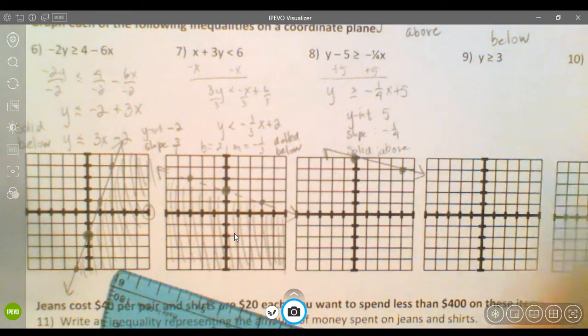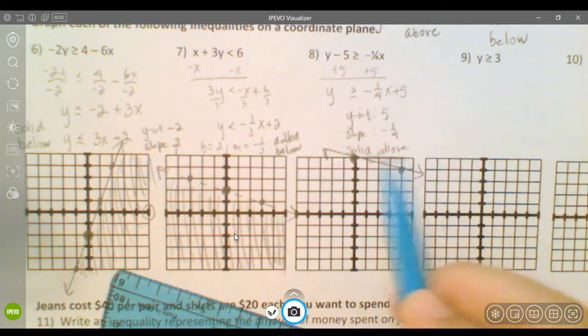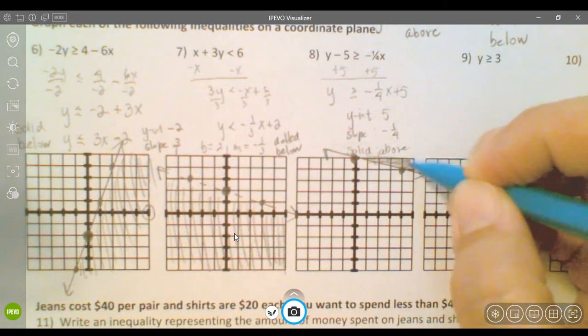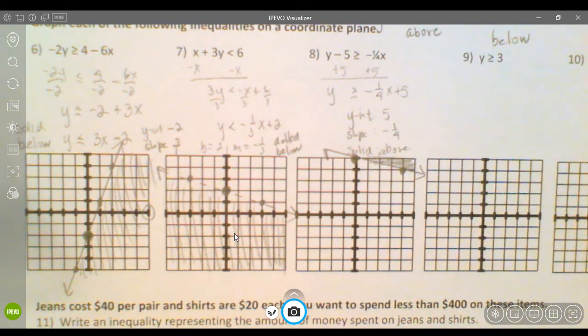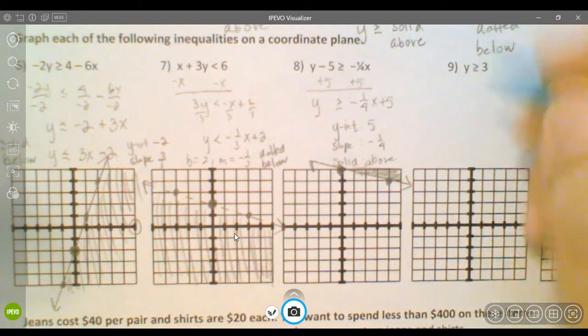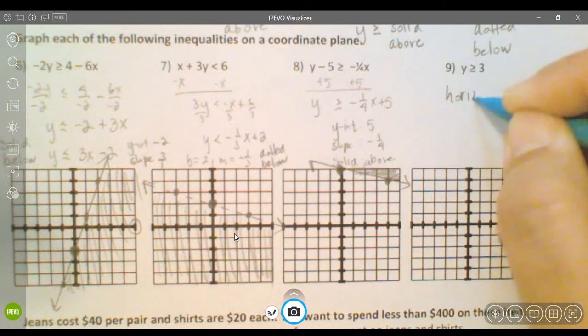So guess what my answer is? That piece. Okay. So like if I pick this point, I should get a true statement. And that's the only one. Everything else ends up being below. Y is greater than or equal to 3. This is a horizontal line.